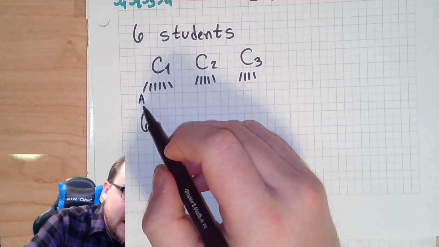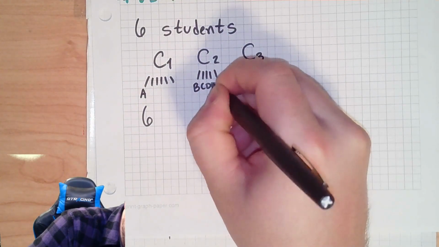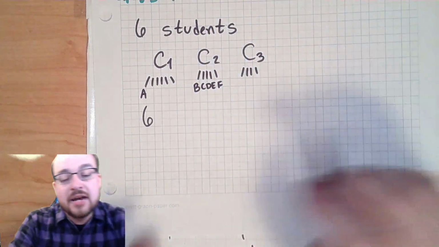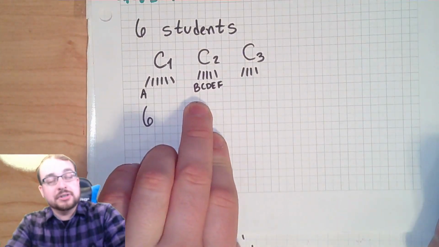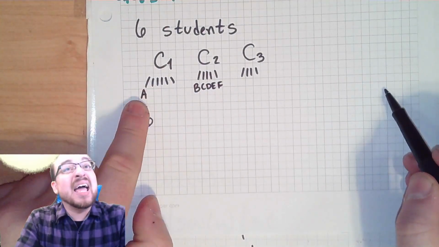So if I choose A, the next one I could choose is B. I could choose C, I could choose D, I could choose E, I could choose F, right? And from then on, I could choose any number of combinations. But I also could go back after I've done every combination with A being first.